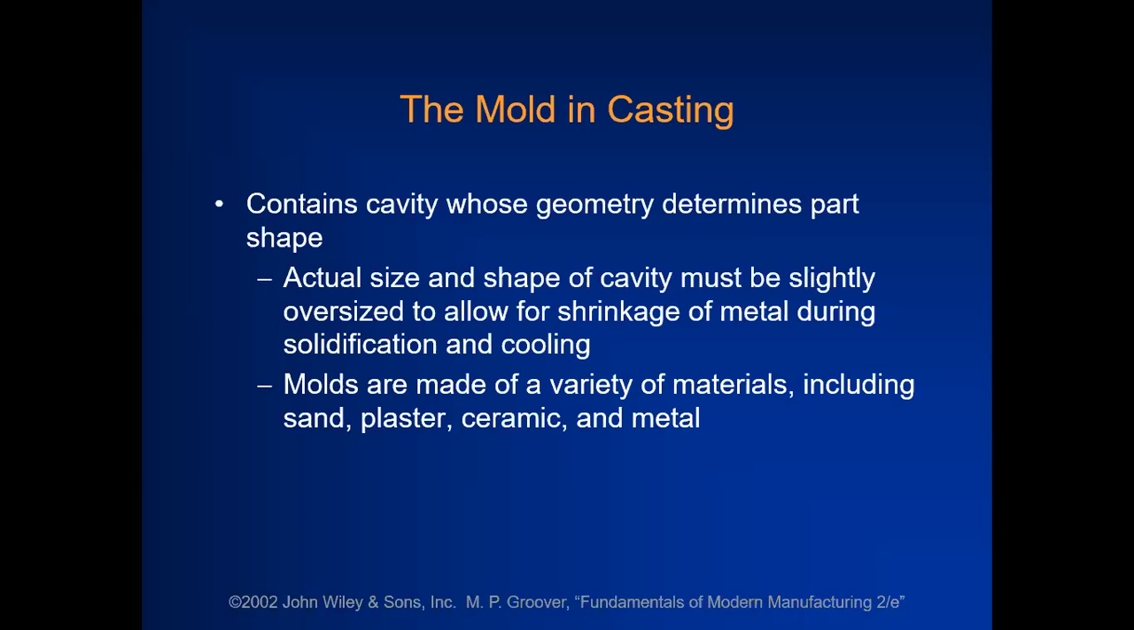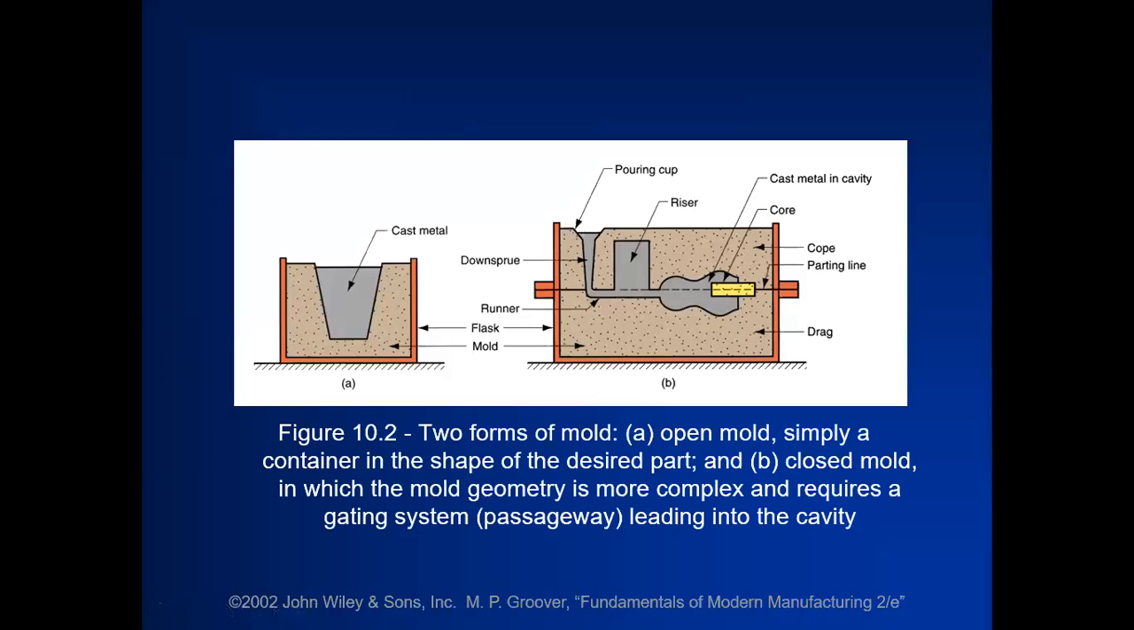Molds are made up of a variety of materials, including sand, plaster of Paris, ceramics, and metals. However, the molds of metal and ceramics are permanent molds. There are two types of mold: one is open mold and the other one is closed mold. In the open mold, you can simply pour the molten metal into the mold cavity where it solidifies, and upon solidification, we take out the casting or solidified part from the mold.